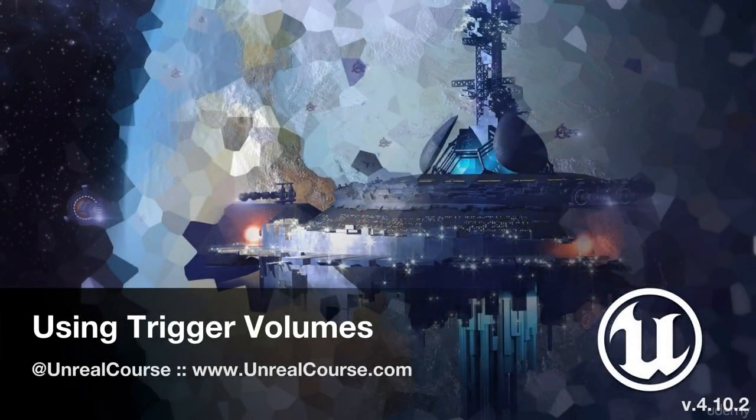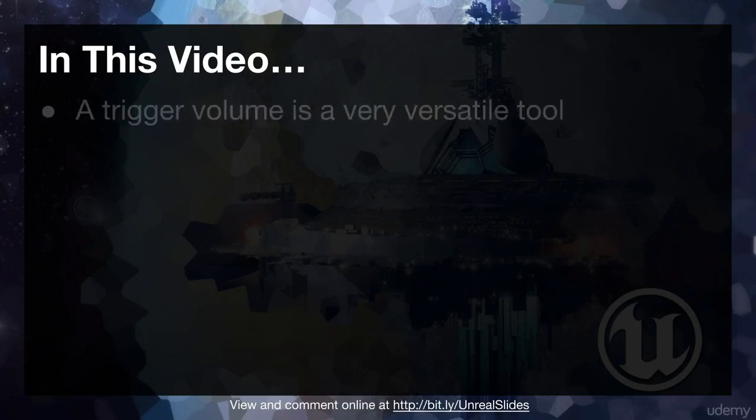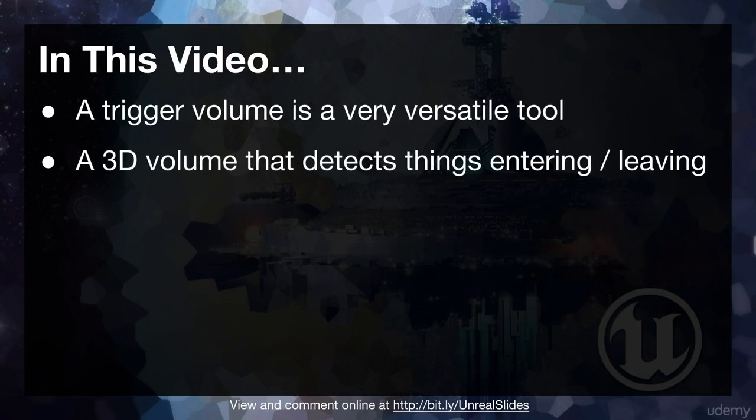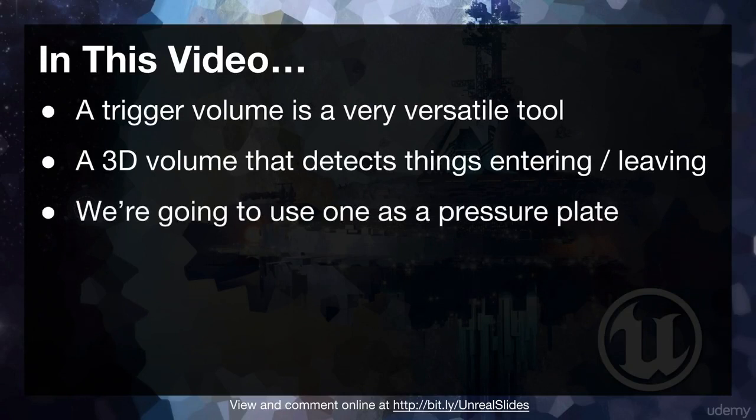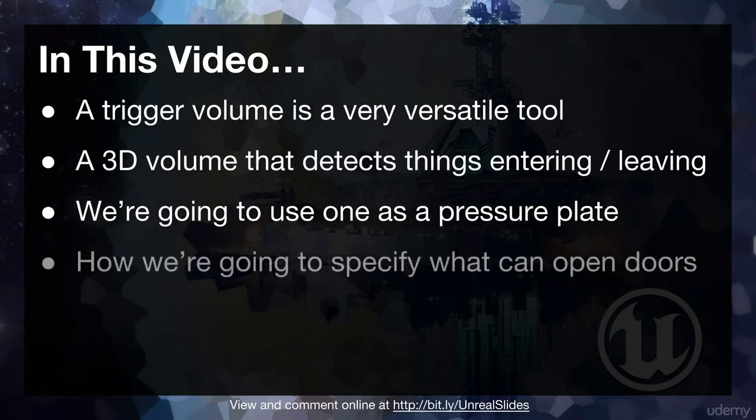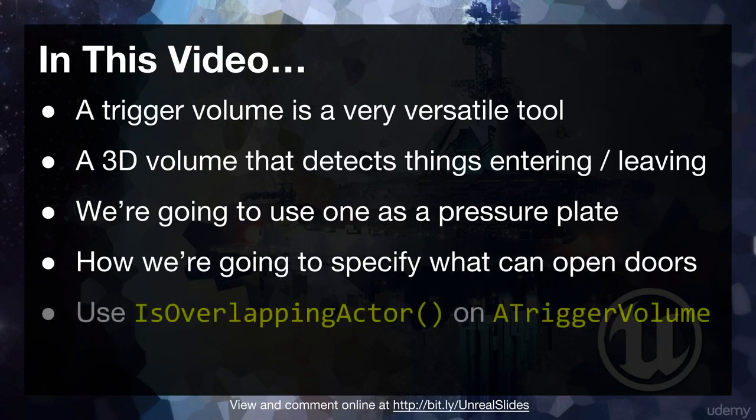So welcome to Using Trigger Volumes, going to unlock a load of power in Unreal. In this video, we're going to talk about a trigger volume being a very versatile tool. It's basically a 3D volume that detects things entering or leaving it. We're going to use one as a pressure plate in our game, and we're going to show you how we can go about specifying which objects in the game can actually open a door.